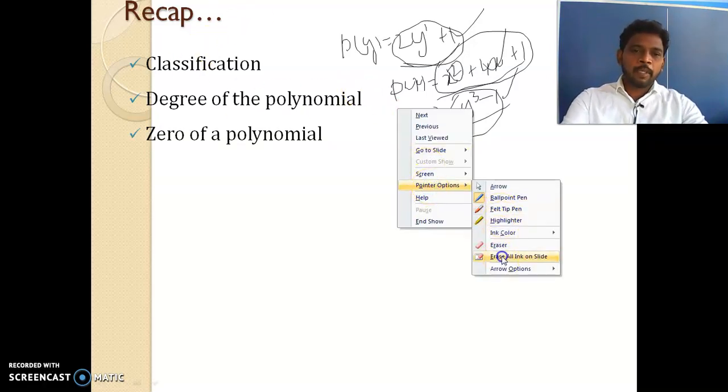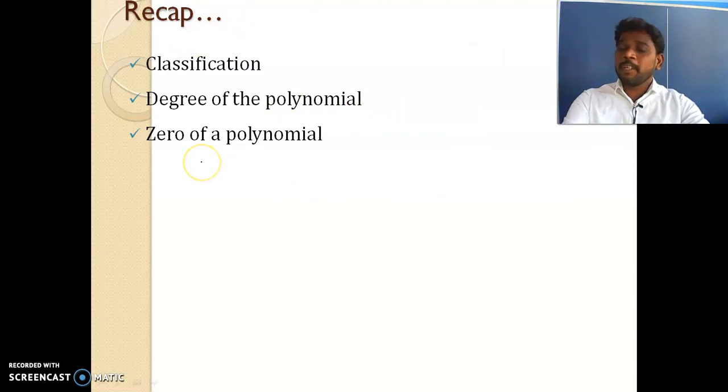So what is the zero of the polynomial? The zero of the polynomial is this: if you substitute any real number instead of the variable in the given polynomial, and the polynomial becomes 0, then the substituted real number is said to be a zero of the polynomial. For example, p of x equals x plus 1.